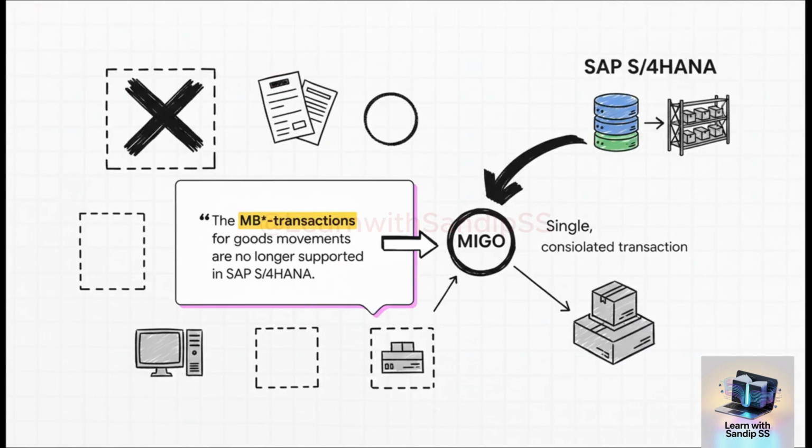And hey, a super important pro tip right off the bat: if you're coming from an older SAP system, you're probably used to transactions like MB1A or MB1C. Forget them. Seriously, in S4HANA, they are obsolete. MIGO is your new, single, go-to transaction for everything. It's a big change, yeah, but trust me, it's a good one.